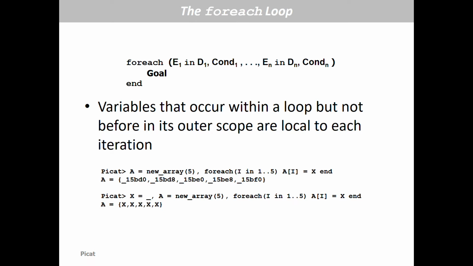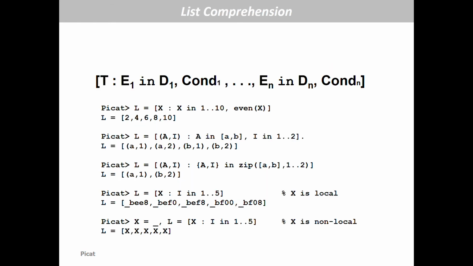Picat provides loops. There's a foreach loop, which has a very straightforward semantics. For each combination of values, E1 in D1, En in Dn, if the conditions, condition 1, condition n are true, then the goal is true. A foreach loop forms a naming scope, so you don't need to declare what variables are local to each iteration and what variables are global. So it is quite convenient.